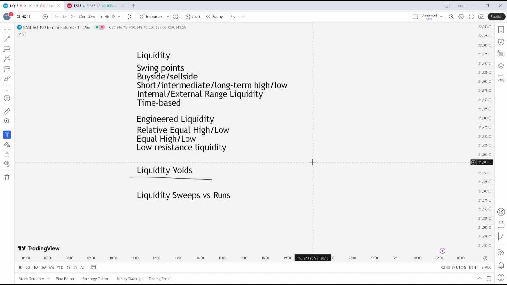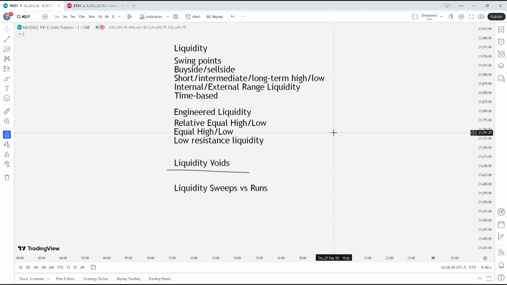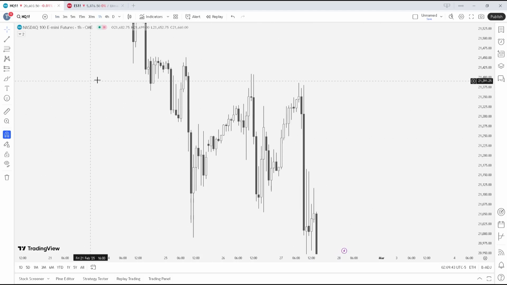Price moves really bullish or really bearish, and it creates a huge gap in the market. I think it's easier to see an example, so let's just get straight to an example. Here I'm on the 1 hour, and you can see these 3 down close candles and how bearish they were. We made this huge gap right here, and that would be your liquidity void.